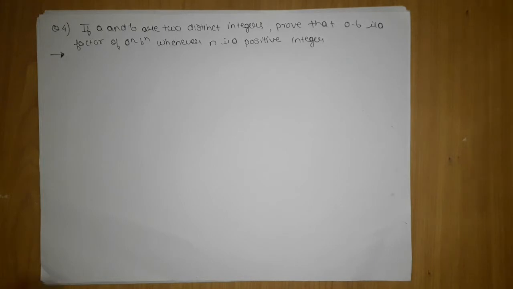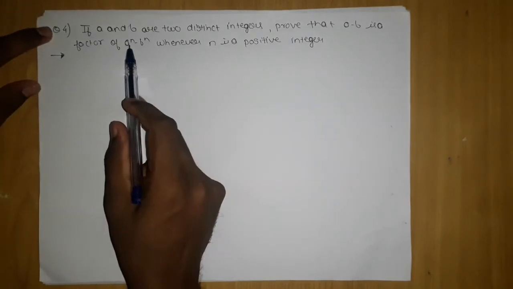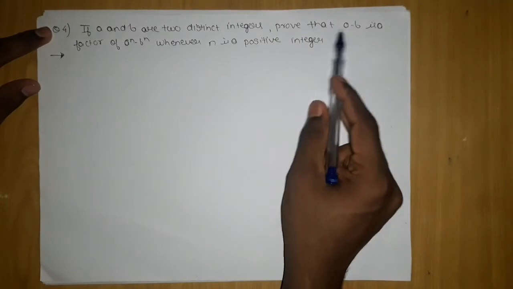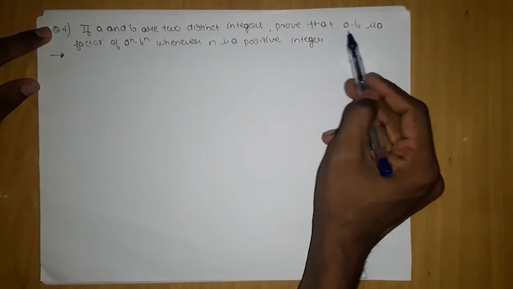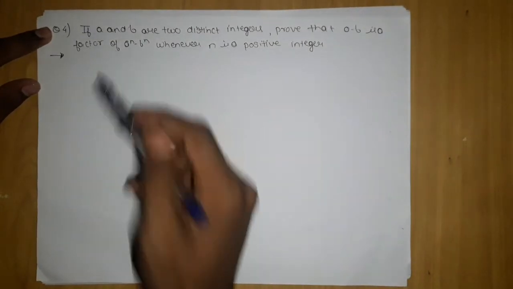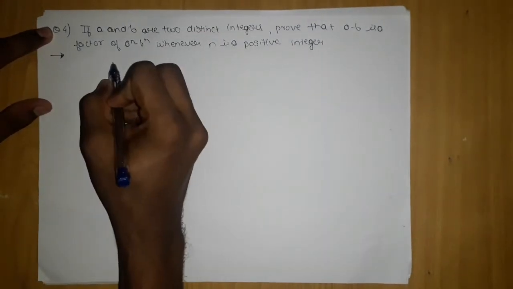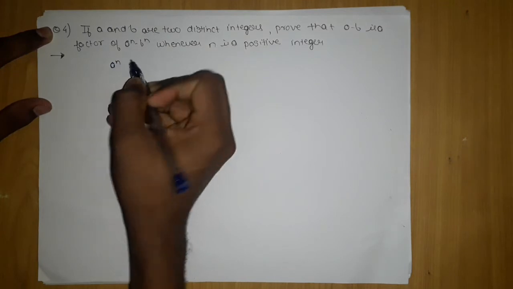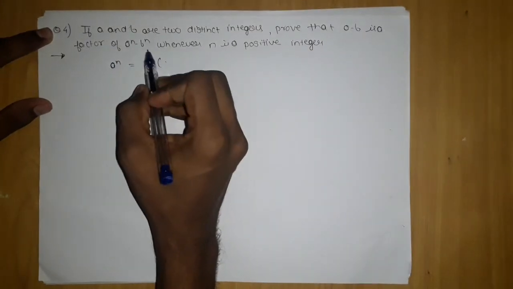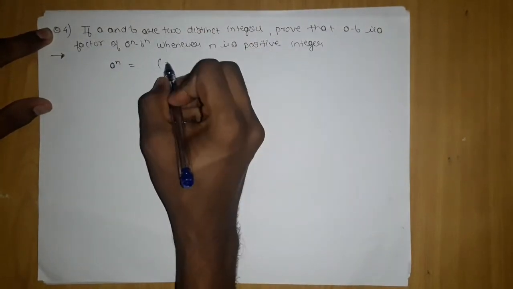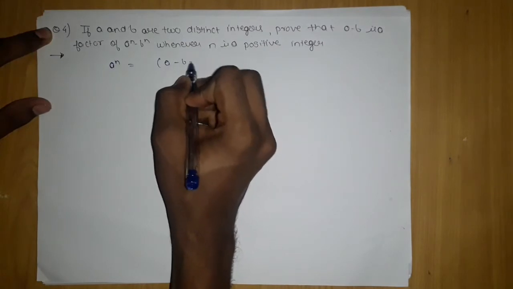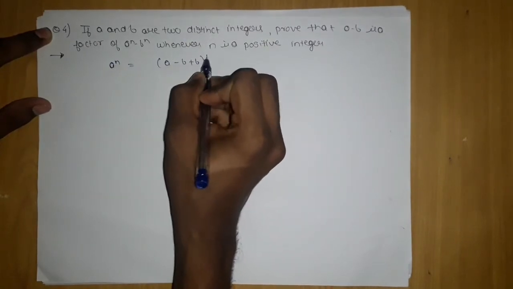Okay, now you have to just memorize this proof, or just learn the trick. Only one step you have to learn. Whenever you have to prove that something like a power n minus b power n has a factor of this form, what you have to do is take one term, a power n, and do a basic thing. Here I want to prove a minus b, so I am going to write a as (a minus b plus b) whole power n.